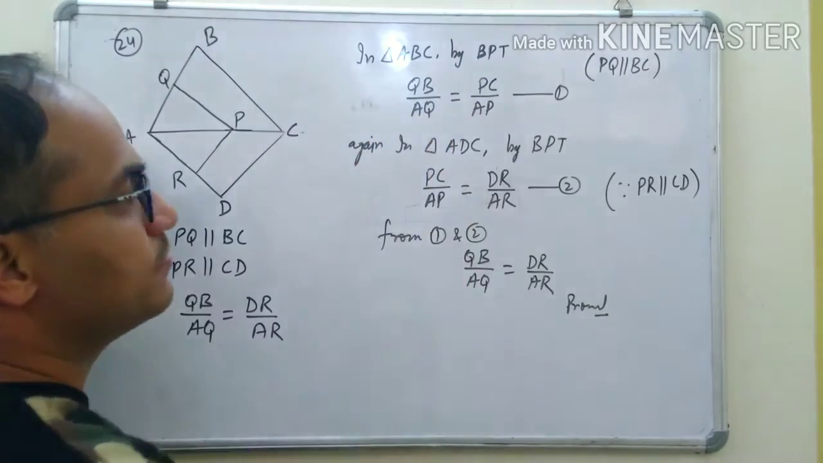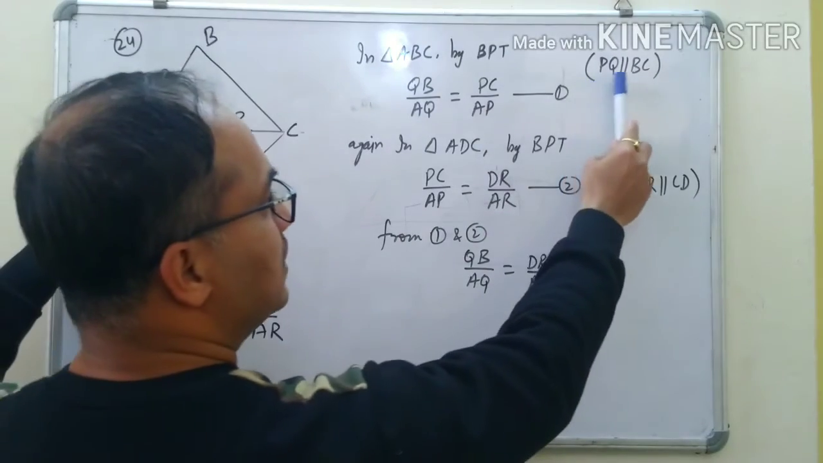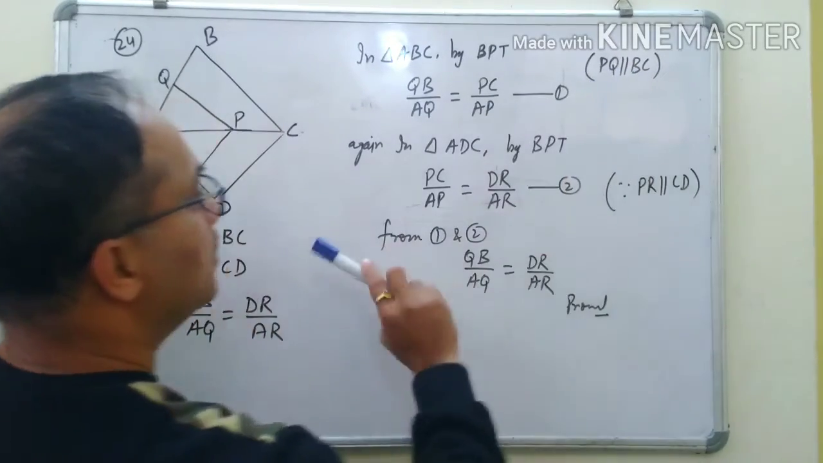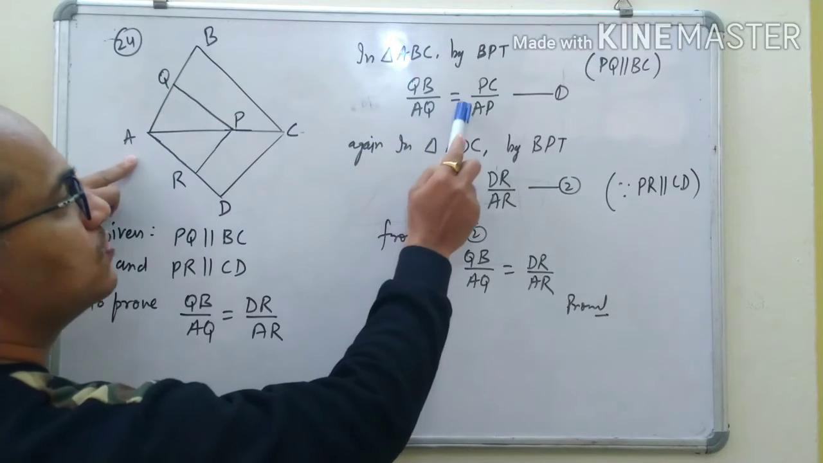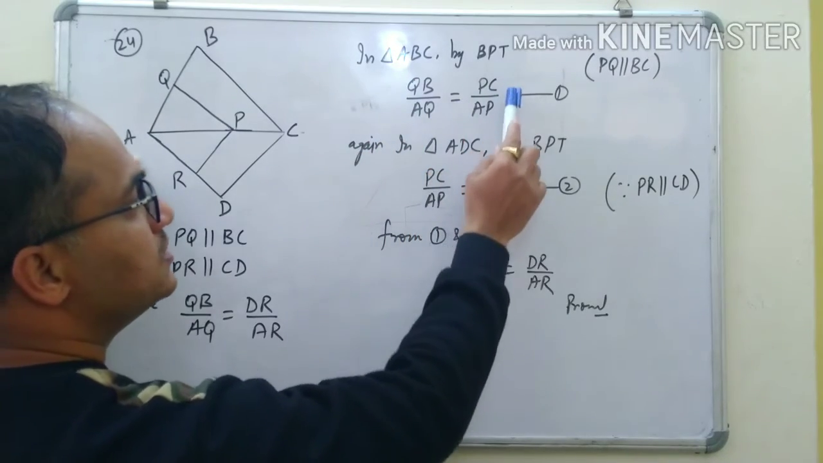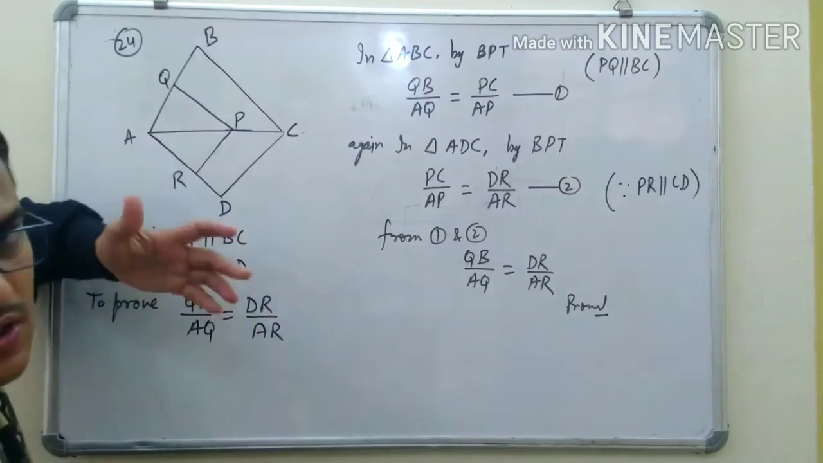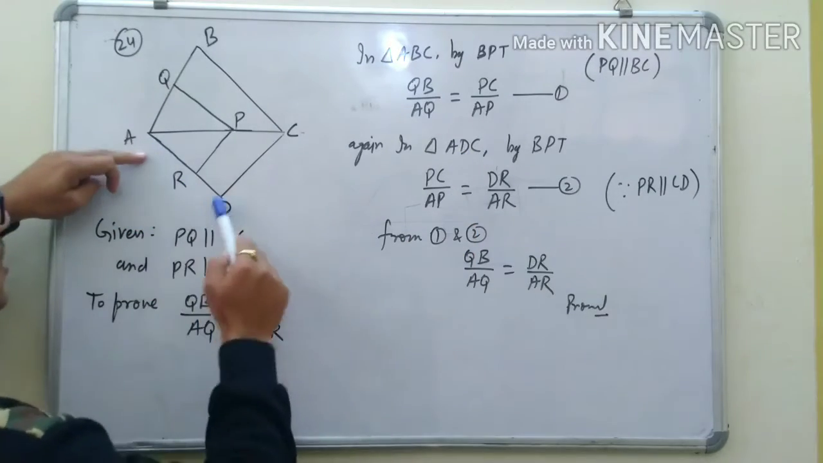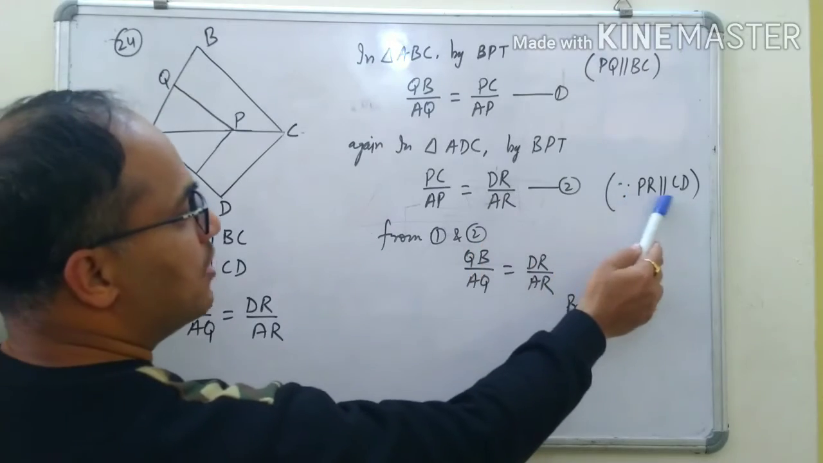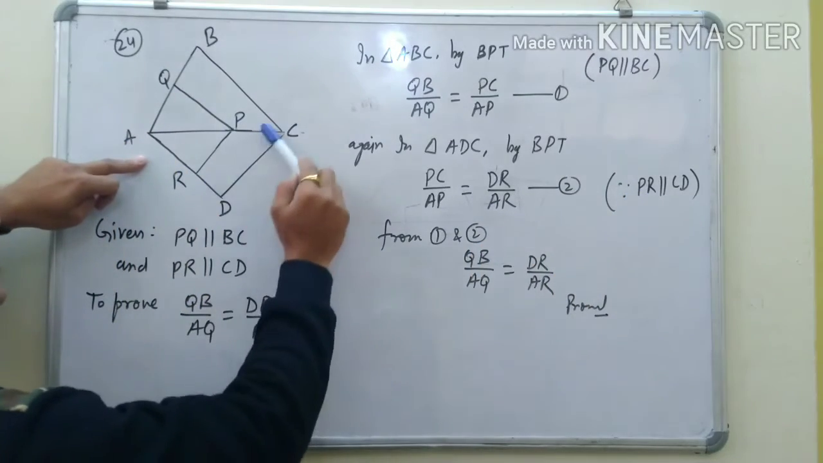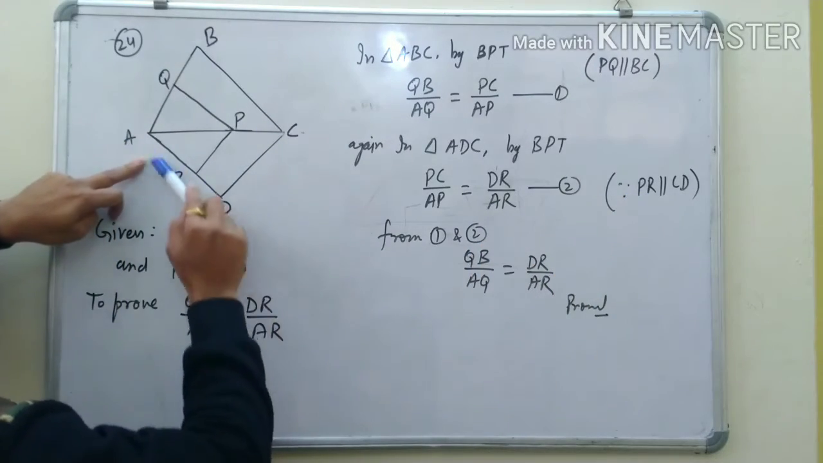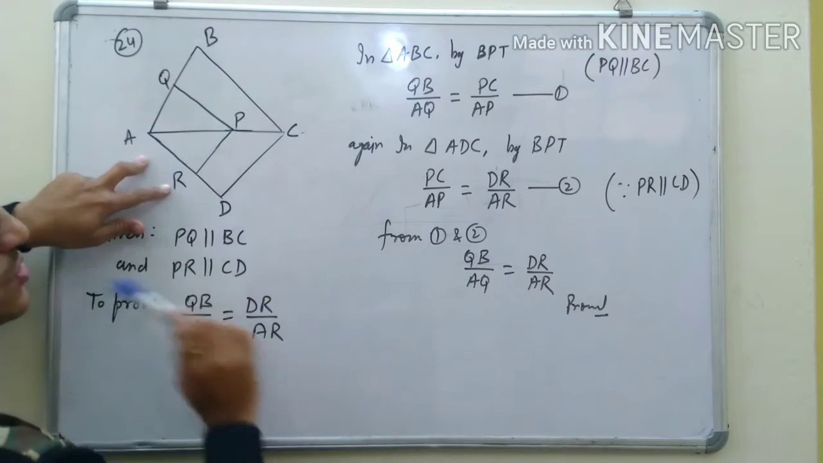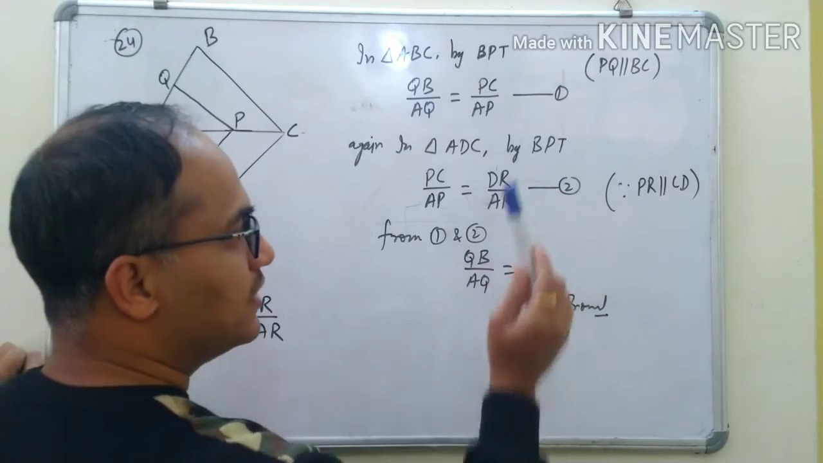When we apply BPT in triangle ABC, we see that PQ and BC are parallel. So QB upon AQ is equal to PC upon AP. This is equation 1. Again, by applying BPT in triangle ADC, we see that PR and CD are parallel. So PC upon AP is equal to DR upon AR.